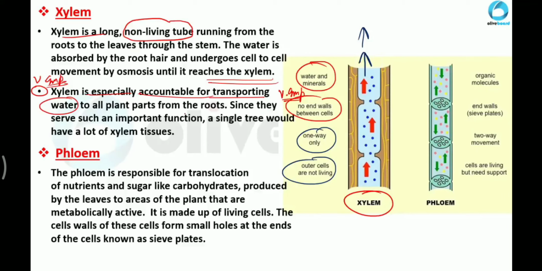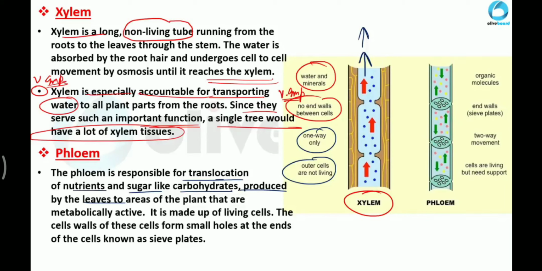Since they serve such an important function, a single tree would have a lot of xylem tissues. Obviously there are a lot of xylem tissues. Similarly phloem. Now phloem is responsible for translocation of nutrients and sugar like carbohydrates produced by the leaves by the process of photosynthesis. So basically, by photosynthesis, plants produce their food materials.